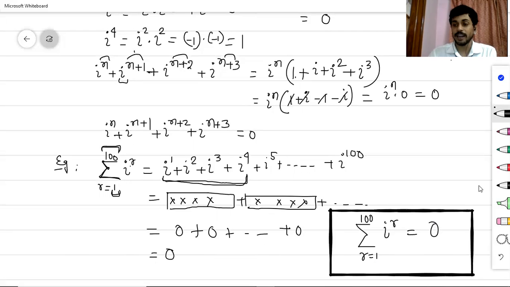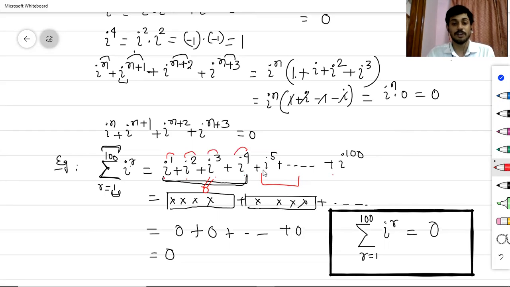So let us repeat it again, that iota to the power 1, iota to the power 2, iota to the power 3, iota to the power 4. These 4 consecutive powers, if you add them, that iota plus iota square plus iota cube plus iota to the power 4, the value will be 0. Similarly, 5, 6, 7, 8. This if you put together, the value will be again 0. So on, you can make how many boxes like this? 25 boxes, because here total 100 terms are there.